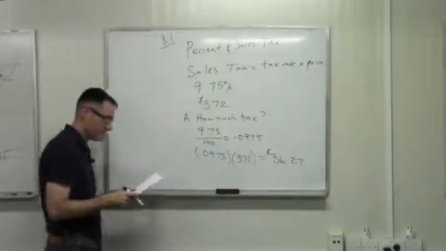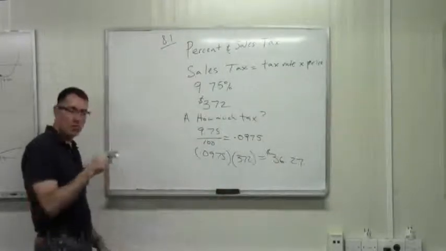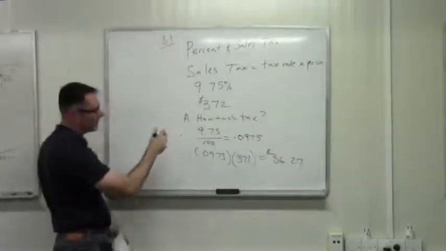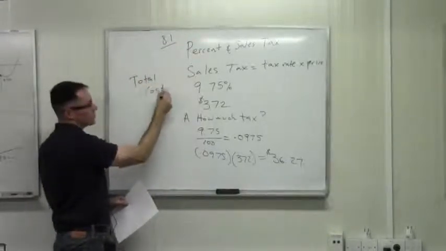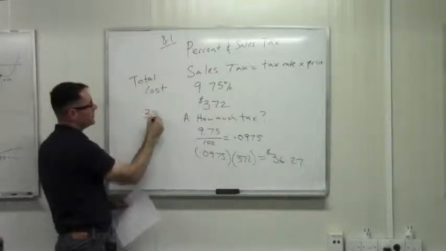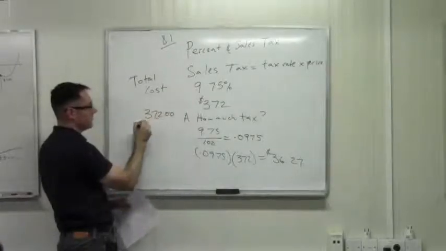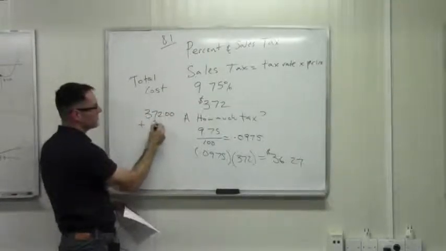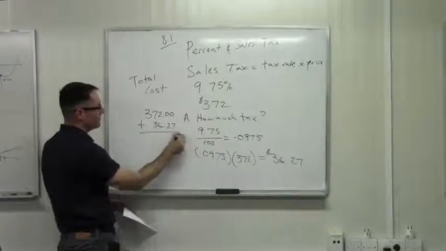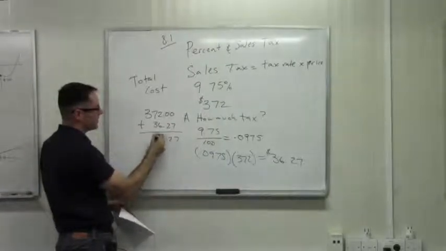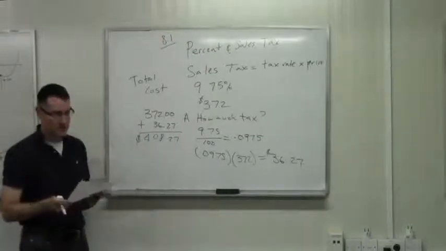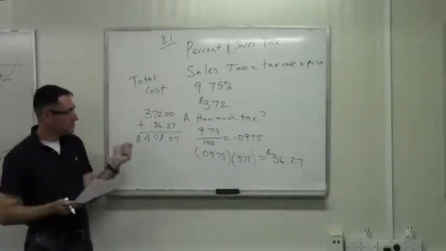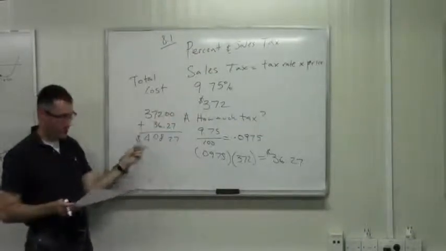And we end up getting $36.27 for the tax. So the total cost of whatever you're buying here is just going to be 372.00 plus 36.27, which gives you $408.27. Okay? Started out 372, ended up at 408.27.